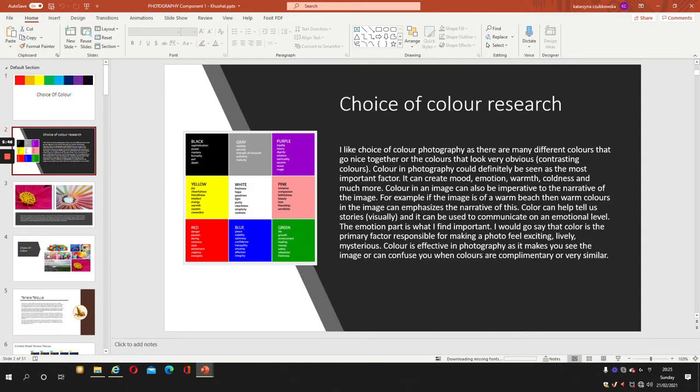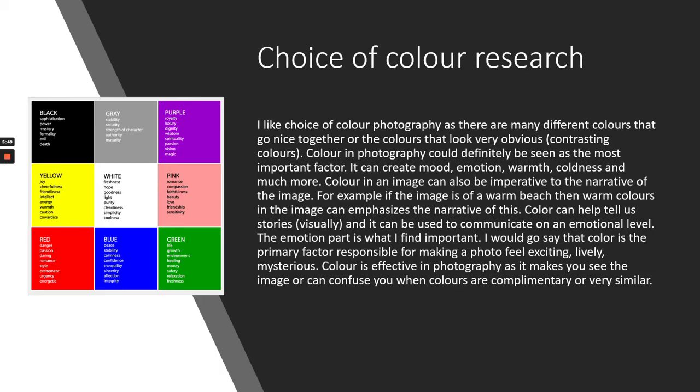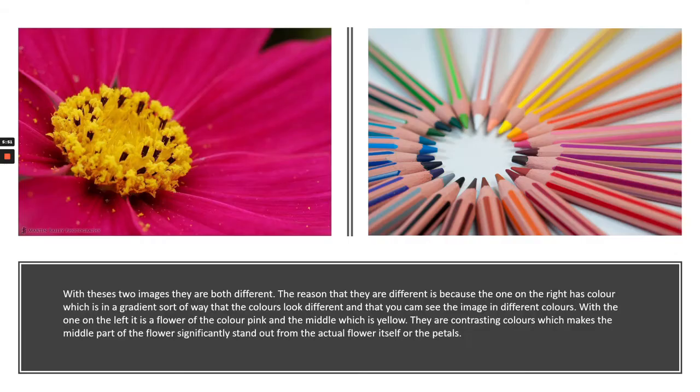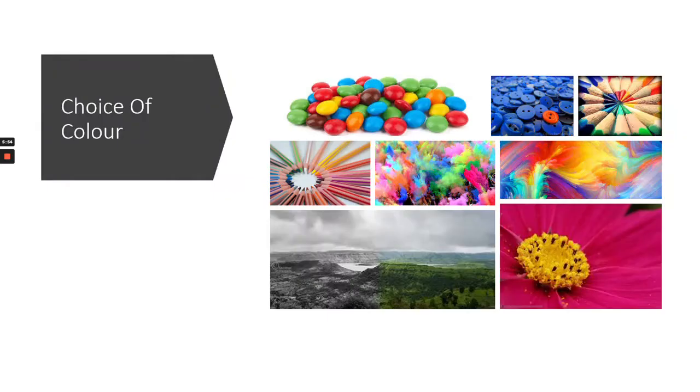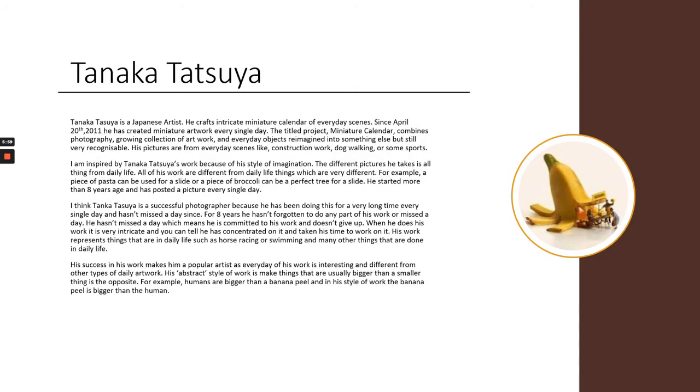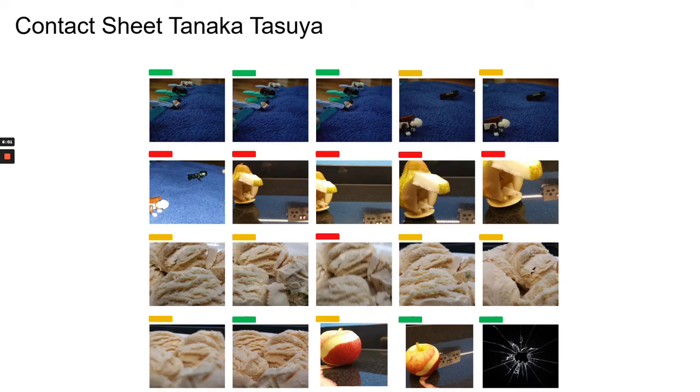Okay, so choice of color research is what you would start off with. When starting your choice of color, you would do a mood board as well, and talk about them a little bit. Choice of color, mood board, and then you start with your first artist. You do a little bit of artist research, and then you work on the style of the artist. So in this case, Nakatsuya.